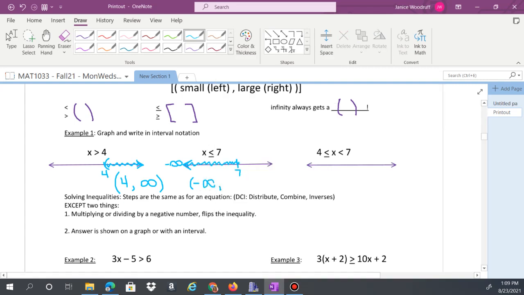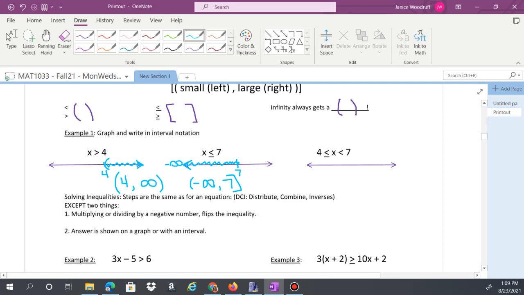There we go. Comma, 7. And then the 7 will get a bracket. So you can have a bracket and a parentheses in the same interval notation. They don't have to be the same. It's just whatever the symbol is will go next to the number.